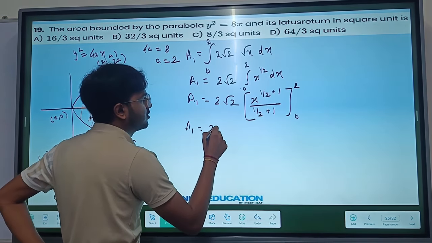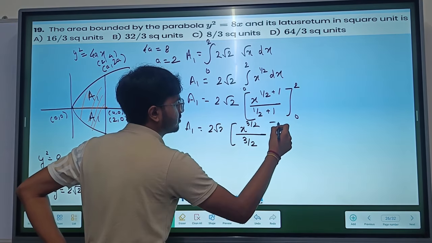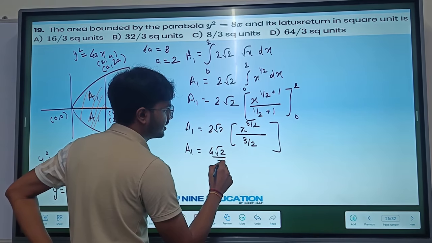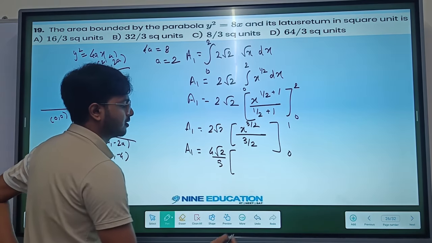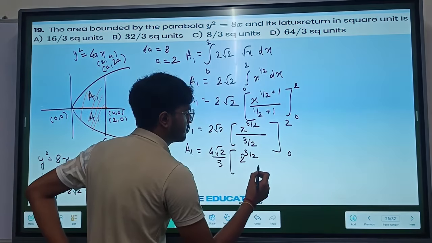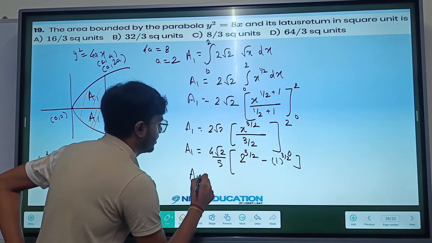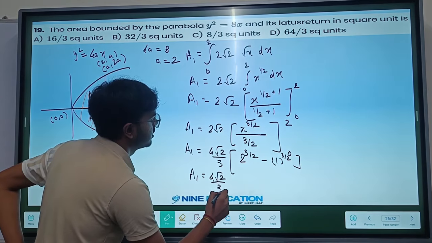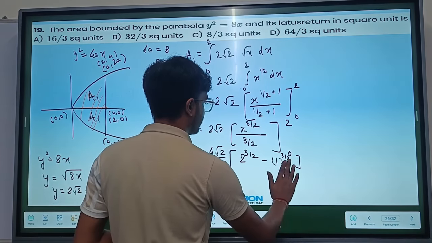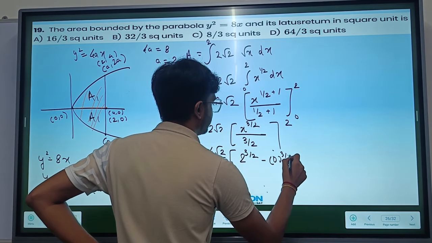So the area would be 2 root 2 times x power 3 by 2 divided by 3 by 2. So A1 is equal to, this 2 goes up, 4 root 2 by 3, with limits from 0 to 2. Substitute 2 here, what will I get? 2 power 3 by 2 minus 0 power 3 by 2, because here we have 0 as the lower limit. So area A1 is 4 root 2 by 3 times 2 power 3 by 2 minus 0.